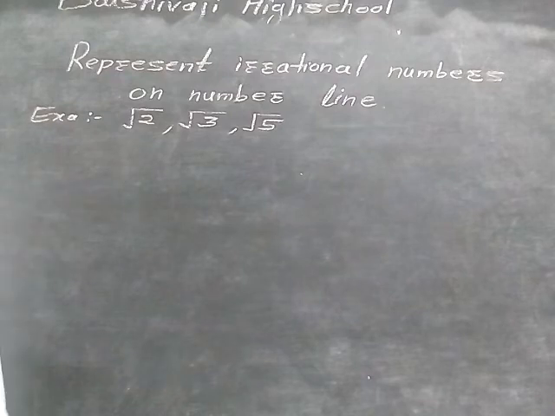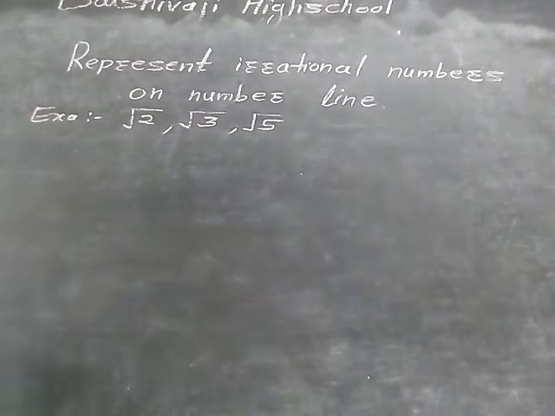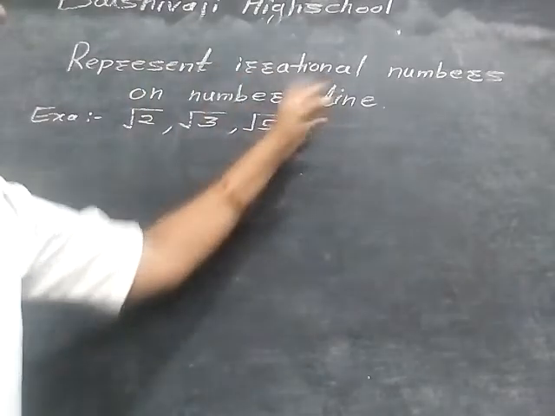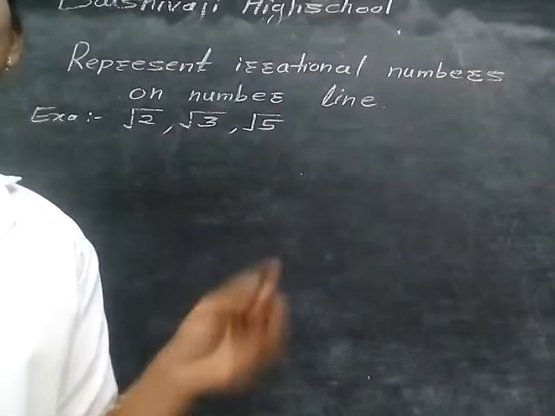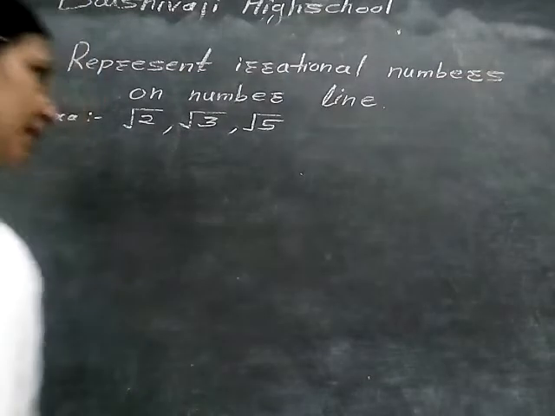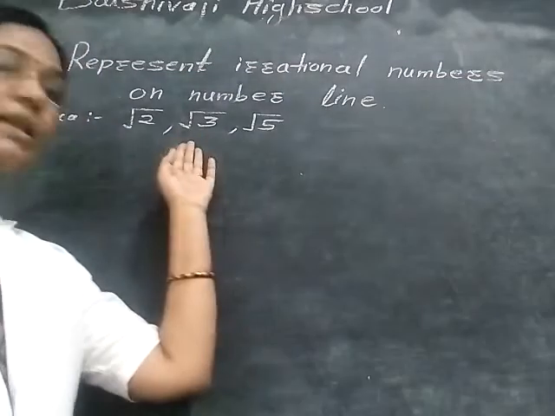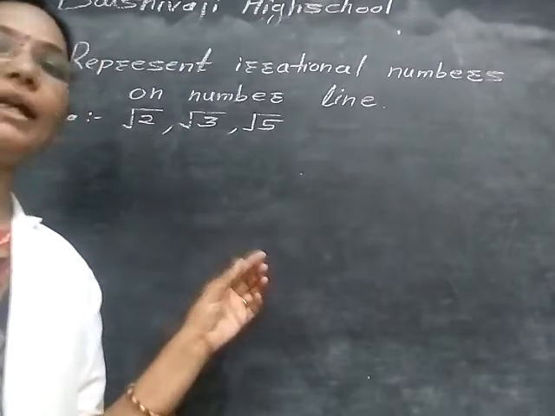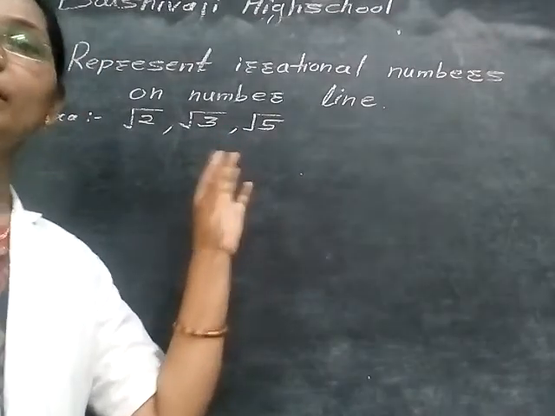Good morning students. Today we discuss how we represent irrational numbers on number lines. Now consider two examples. Here root 2, root 3, root 5, root 7. These are the irrational numbers and we have to represent these on a number line.